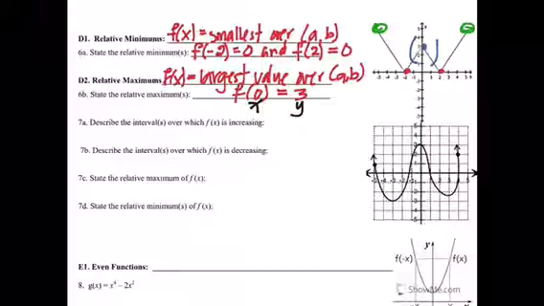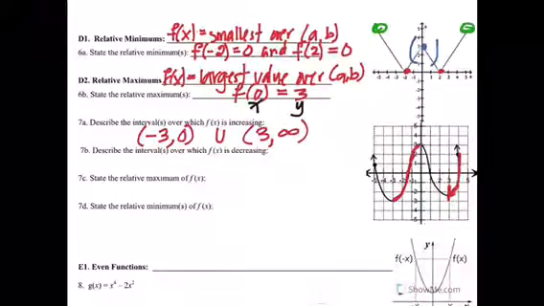Okay, let's take a look at this guy. Describe the intervals over which the function is increasing. Notice that the function is increasing from here to here, and then again from here to here. So remember, we're going to describe those intervals in terms of x. That's going to be from -3 all the way to 0. And then it's going to increase again starting here, and then it never stops increasing, so from 3 to infinity.